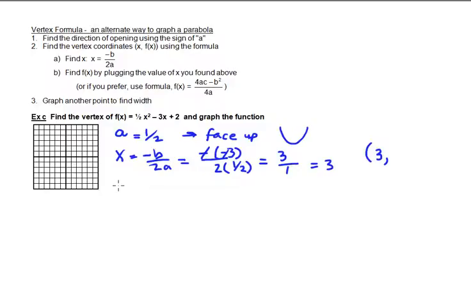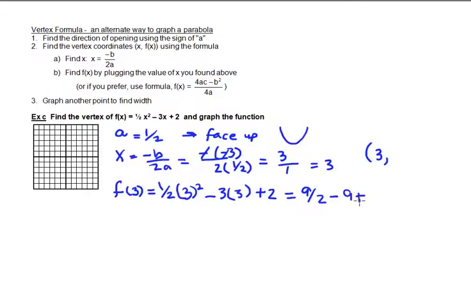Next, we want to find the y value, which we get by plugging in the value of x, which is 3. So we can find f of 3. From our equation above, that's equal to 1/2 times x squared, which is 3 squared, minus 3x, so that's 3 times 3, plus 2. Simplifying this, we end up with 3 squared is 9, divided by 2, minus 9 plus 2. That gives us 9/2 minus 7.